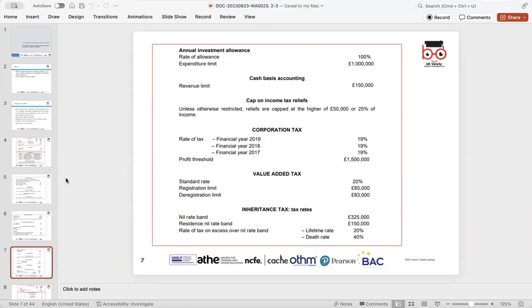Now, value-added tax, a consumption tax levied on the value added to goods and services at each stage of production or distribution. The standard rate in the UK is 20%. Businesses must register for VAT if their taxable turnover exceeds the registration limit of £85,000, and may deregister if their turnover falls below £80,000.